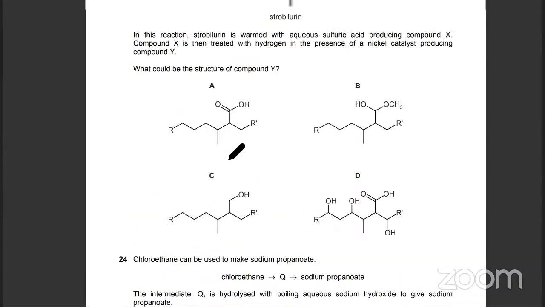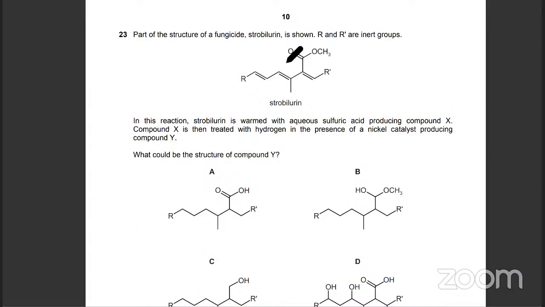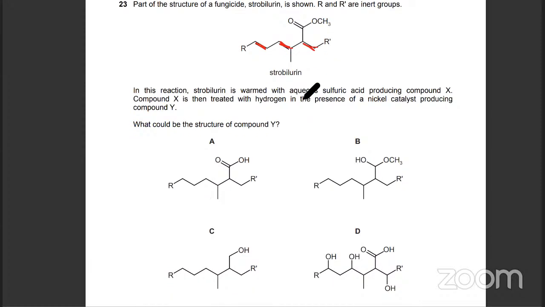Then this one, where part of the structure of this molecule is given. So in this reaction, this is warmed with aqueous sulfuric acid, producing compound X. Compound X is then treated with hydrogen in the presence of a nickel catalyst. What could be the structure of compound Y? So hydrogenation is happening, simple. When hydrogenation happens, H will add to all the double bonds here, that's it. Everything else will stay the same. Hydrogenation is simple, but sorry, before that it's also warmed with aqueous sulfuric acid.